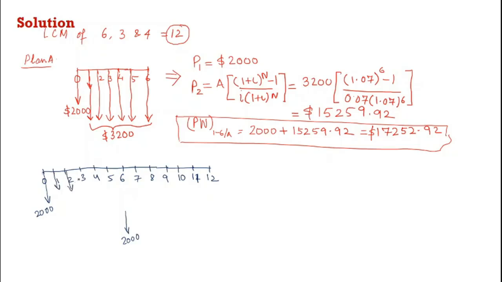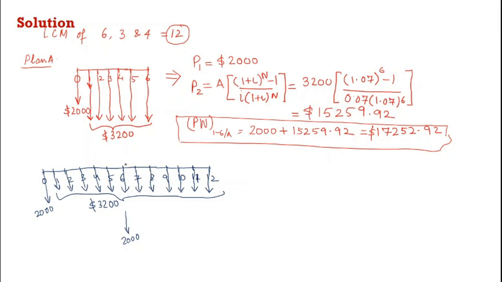So I am not taking the magnitude into consideration, so this is why these arrows are a bit smaller, although ideally the magnitude should be taken into account and these arrows must be of greater length as compared to 2000. Okay, so these are the annuities, $3200. So this is the complete cash flow for the 12 years.